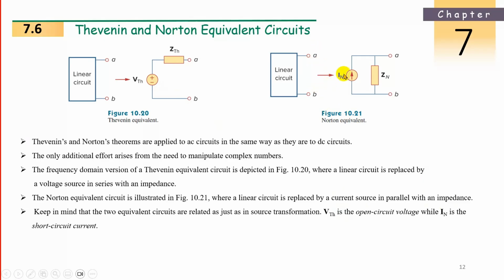This short circuit current is nothing but IN, and the open circuit voltage across A and B is V Thevenin. So V Thevenin is equal to Zn multiplied by IN, and based upon this, Z Thevenin is equal to Zn. Like R Thevenin is equal to R Norton in the DC circuit, same principle. Okay, one example we have.